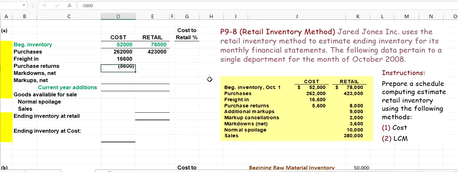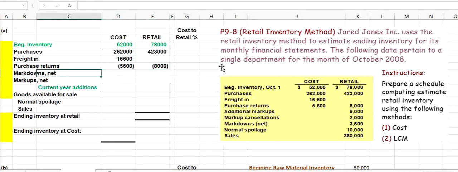$5,600 inventory is returned. Now this inventory which I'm returning, did it have a retail value? Yes, it did have a retail value because the inventory is returned from here actually. So how much was the retail value of it? $8,000. So I will also have a subtraction on the retail side as well.